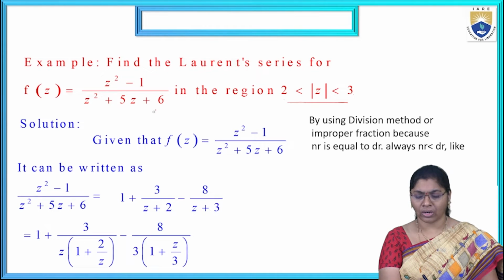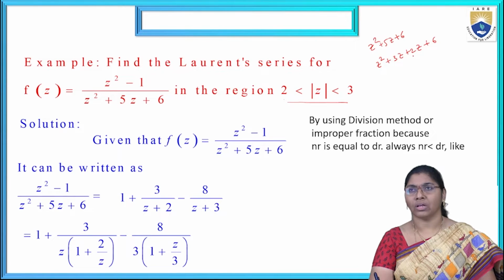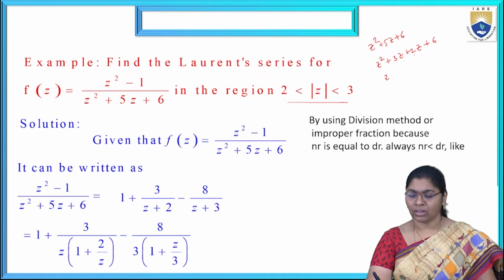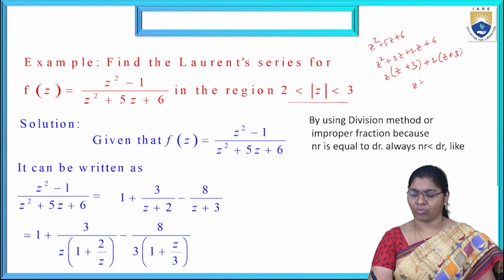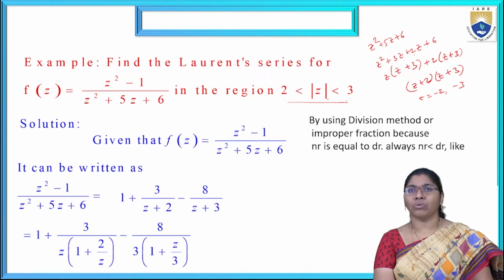Here the roots of the denominator, z square plus 5z plus 6: we split it as z square plus 3z plus 2z plus 6, since 3 into 2 is 6 and the addition is 5z. Now common with z, that means z into z plus 3 plus 2 into z plus 3. So z plus 2 into z plus 3 are the roots. Here z equal to minus 2 comma minus 3. The roots are 2 and 3. Here it is involved with this one.